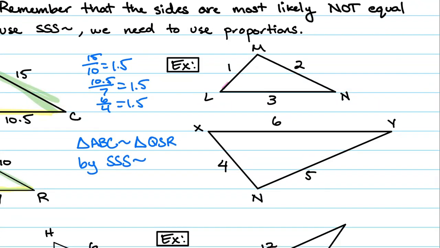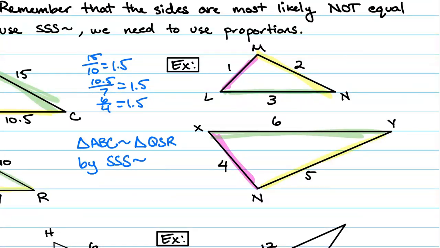Well, let's see. The small side here is going to be 1. The small side here is going to be 4. The medium side here is going to be 2, and the medium side on the bottom triangle is going to be 5. And then that means that the large side is going to be on the bottom, yet the large side over here is actually going to be on the top.